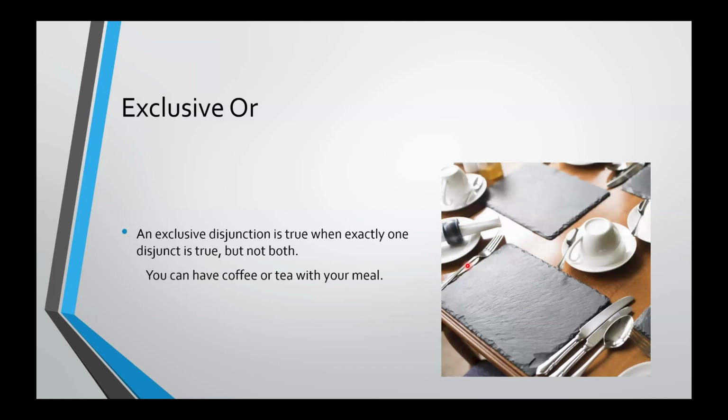An exclusive disjunction is true when exactly one of the disjuncts is true, but not both. So take, for example, you can have coffee or tea with your meal, right? When this is normally uttered, you can't have both. They won't actually give you both coffee and tea. You can only have one or the other.